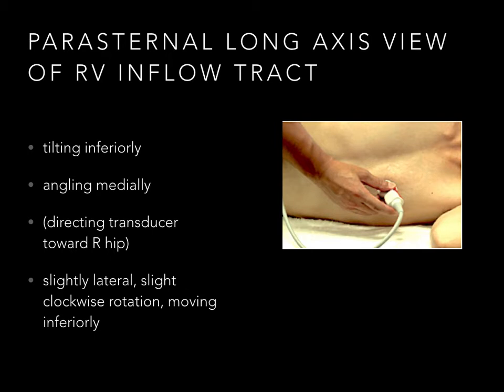For the parasternal long axis view of the right ventricular inflow tract, the transducer stays in the same position. We just have to tilt the transducer inferiorly and angle it medially. That is, the probe will look toward the patient's right hip. Minor adjustments might be necessary to obtain a better image. We can move the probe slightly more laterally, or a slight clockwise rotation might help as well.